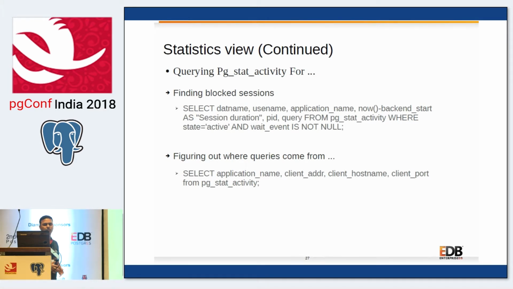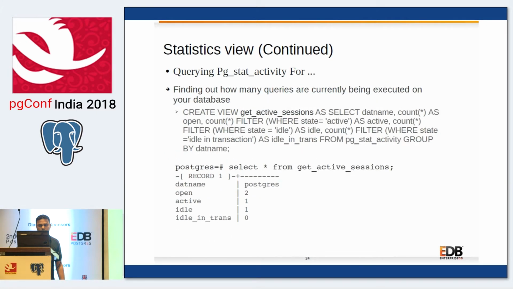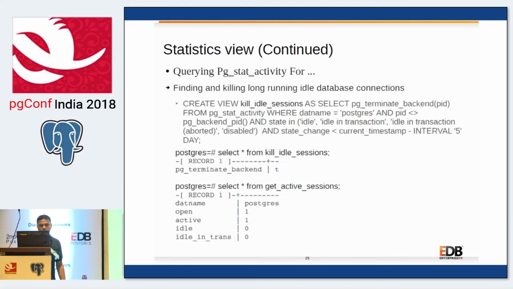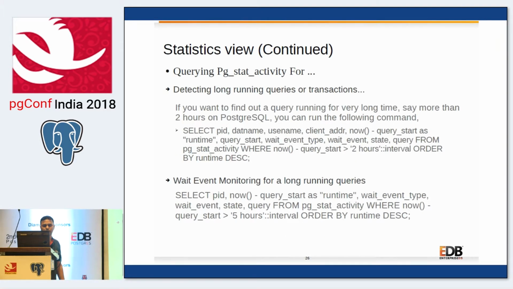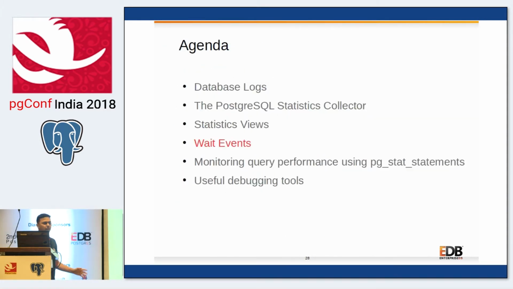So you can find blocked sessions, and for other purposes also you can use it. Like if you want to know the details about the client which is connected to a server, such as what the client address is, what the host name of the client is, and so on. So that's all about pg_stat_activity. Now we'll see about wait events, which is connected to pg_stat_activity.